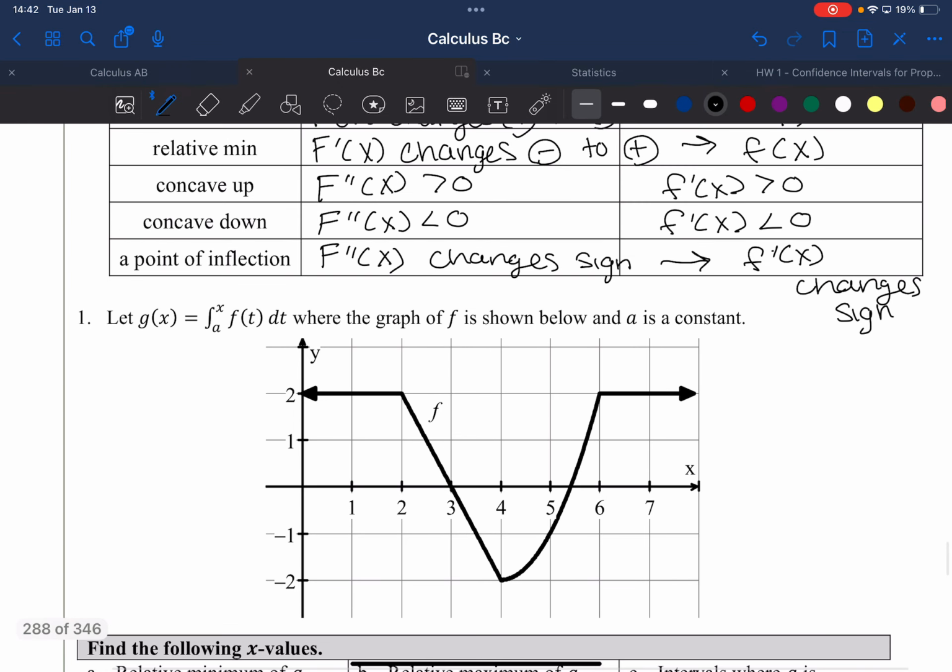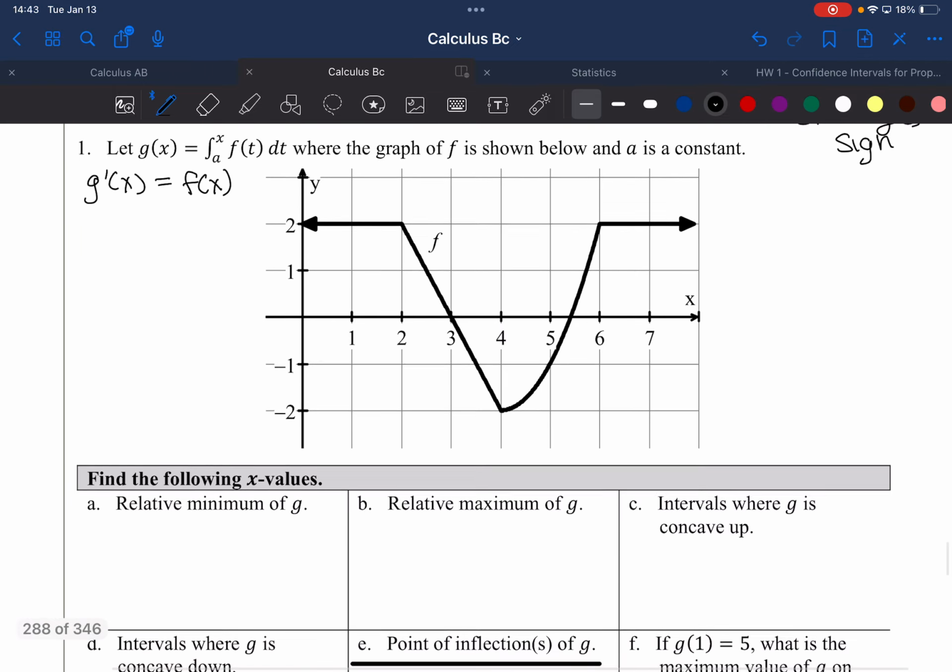Okay. So example 1 gives us g of x is equal to the integral from a to x of f of t dt, where the graph of f is shown below and a is a constant. Okay. We know that if we were to take the derivative of g, that would give us f of x, because if we take the derivative of an integral, it cancels out, and then we're just left with the function in terms of t, with t as a placeholder, and then we take that upper bound of x and plug it in. So we have the derivative of g of x is just equal to f of x. Okay.